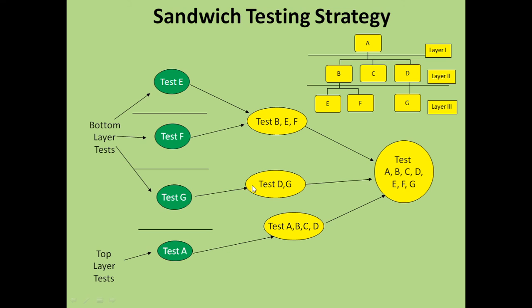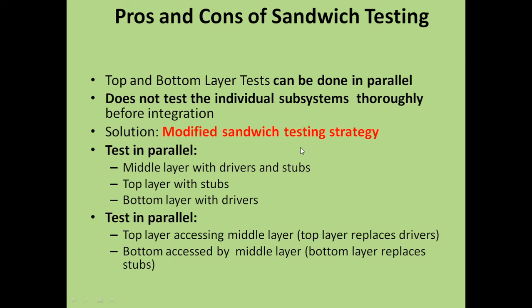In this case, you can observe that we are not using any of these. We test E, F, G in the simple sandwich strategy. E and F are tested with B, and G is tested with D, and then they are eventually given here. So there is no thorough testing taking place, but they are being developed in a hurry. But in this case, you can take your own time to develop those.